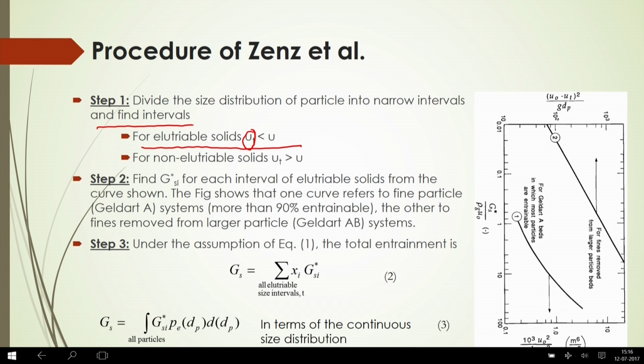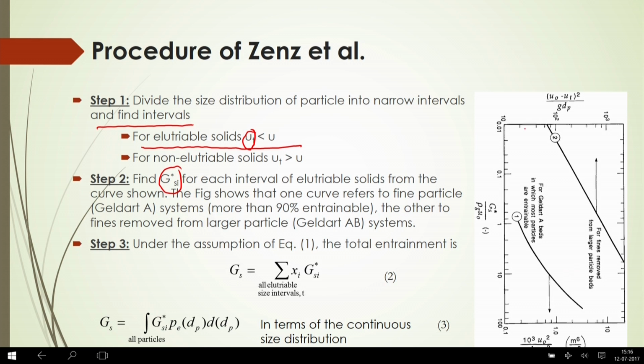And in step 2, find G_si star for each interval of the elutriable solids. So, first you have to find out which ones are elutriable, just from the terminal velocity of the solids and the fluid velocity, whether it is greater or less. Once you know the elutriable solids, then find the G_si star for each individual elutriable solid from the curve shown here in this case.